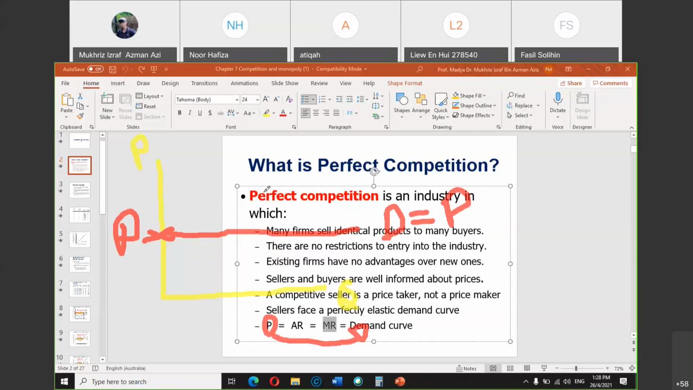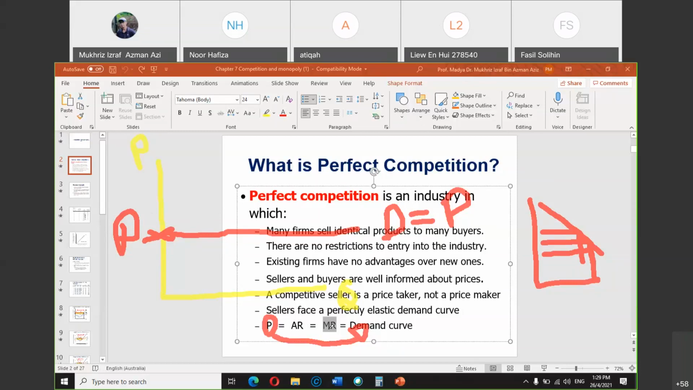But if you face a downward sloping demand curve, meaning there can be many prices, you cannot say price equals demand, because there can be many prices that the firm can get. But if the demand curve is perfectly elastic, it's only one price. Because of that, the price always equals the demand.